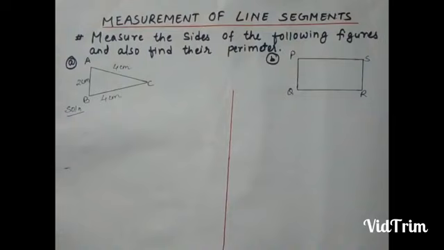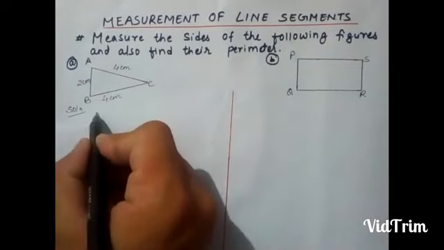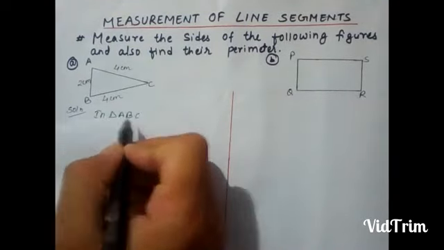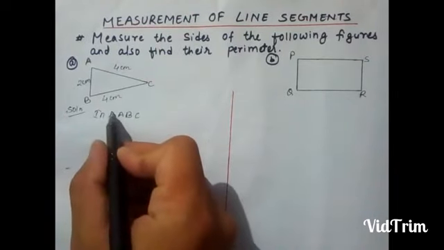So students, before writing solution, always write the name of the polygon. So students, this is a triangle. Let's name it triangle ABC. Here this is the symbol of triangle.